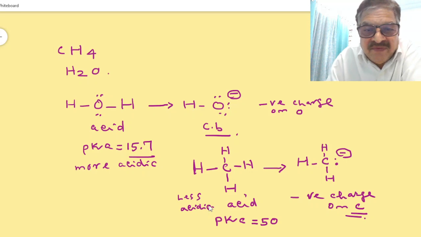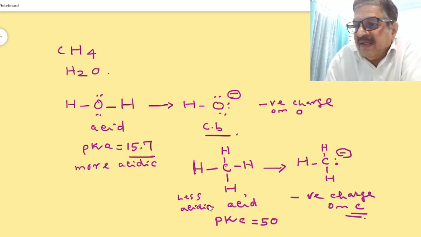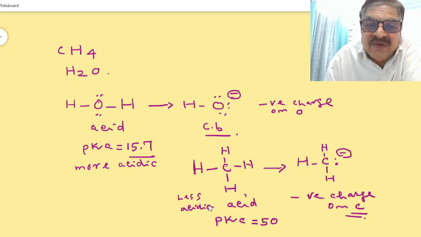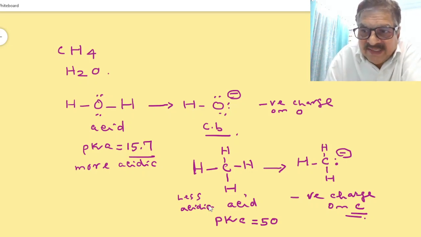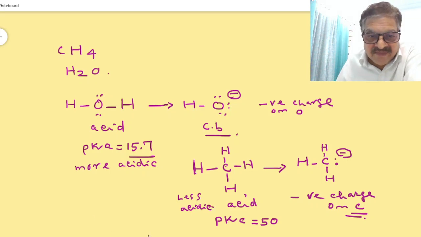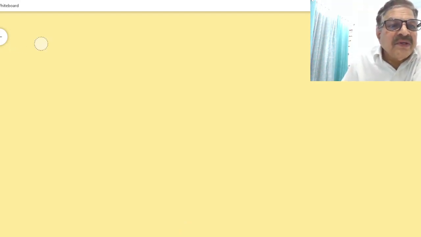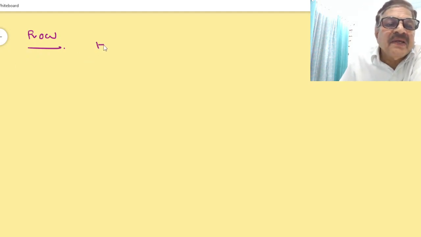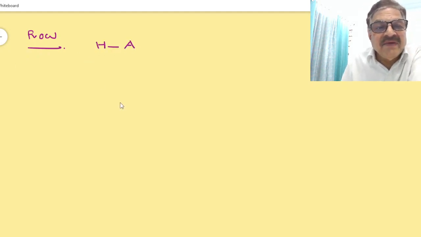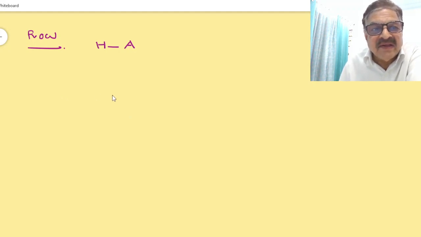Now across a row, if you see a row of the periodic table in a period, the acidity of HA increases as the electronegativity of A increases. Now what is meant by electronegativity? I will explain it before I discuss the inductive effects and all. So across a row of the periodic table, the acidity of HA, when we are going from group 1, 2, 3 up to 7.